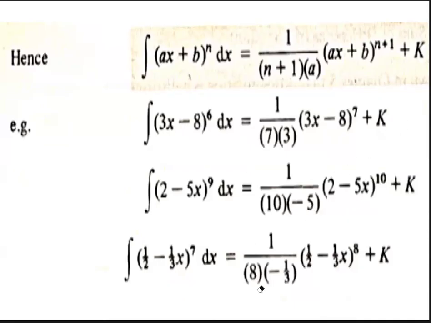And this here is the same thing. You've got (2 minus 5x) to the 9th power. You're integrating that with respect to x. You write back the bracket, raise the power 9 by 1, you get 10, put your k, and in front here, you divide the 1 that is in front of the bracket by your new power 10 times the derivative of what is in the bracket. In this case, notice it's minus 5. So the answer is going to be minus 1 over 50, (2 minus 5x) to the 10 plus k.